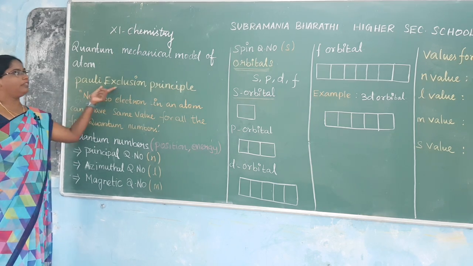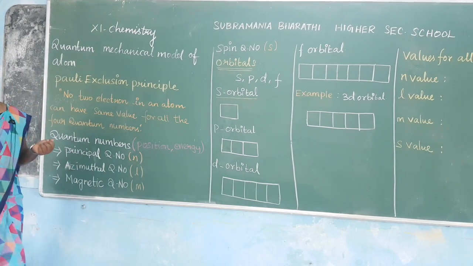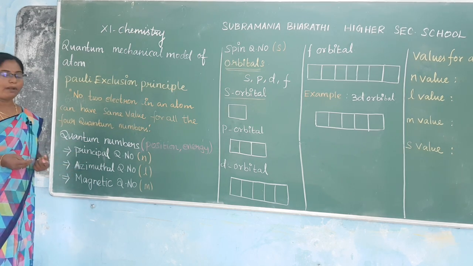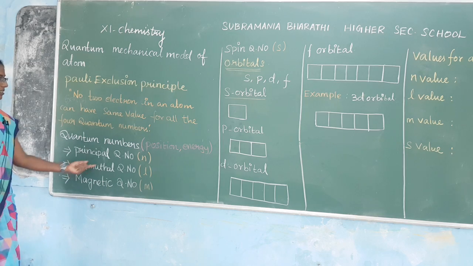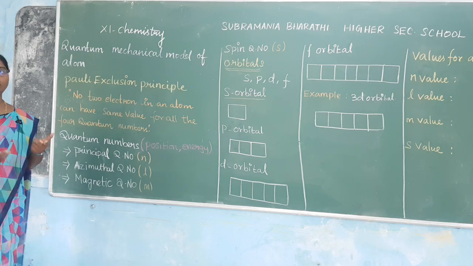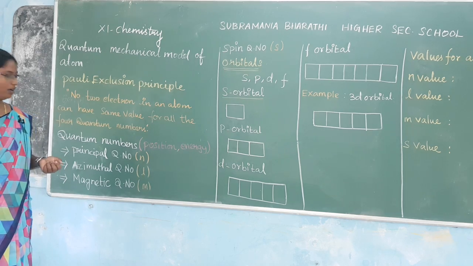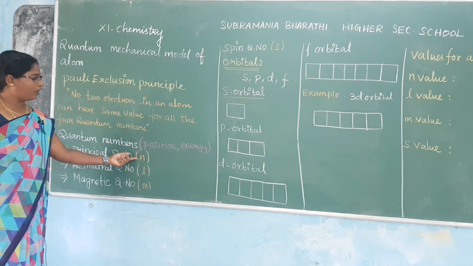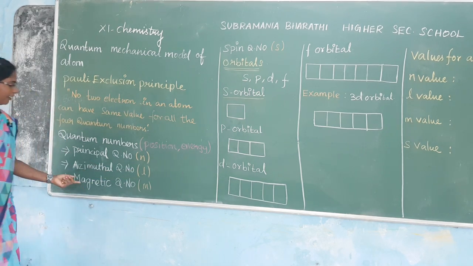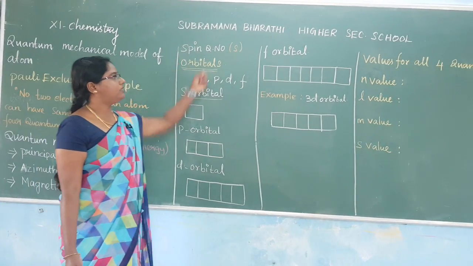Before explaining the Pauli exclusion principle, you should know what a quantum number is and what an orbital is. Already we have studied this in lower standard. We have four quantum numbers: principal quantum number, azimuthal quantum number, magnetic quantum number and spin quantum number. First of all, what is a quantum number? Quantum numbers describe the position and energy of the electron. The principal quantum number is denoted as N, the azimuthal quantum number is denoted by L, the magnetic quantum number is denoted as M and the spin quantum number is denoted as S.